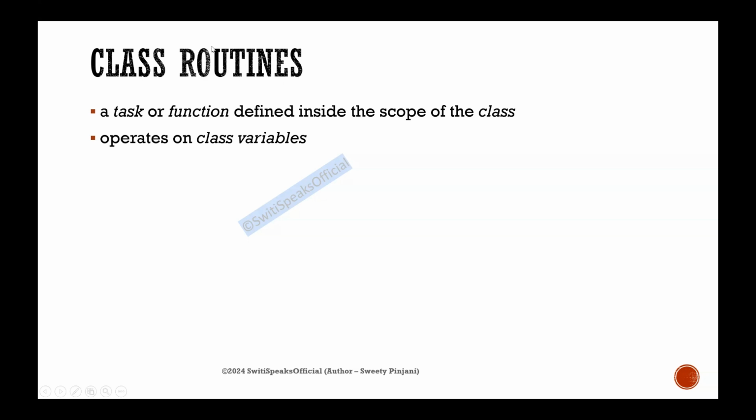In order to operate on the class variables, we need class routines, which can be a task or a function, and they perform some kind of operation on your class variables. One thing you should remember is that inside a class routine, the storage type is always automatic by default.